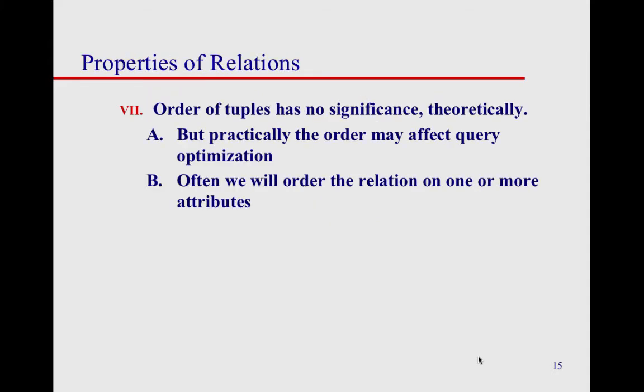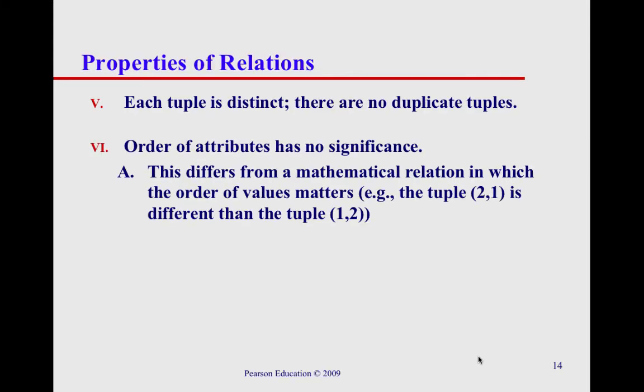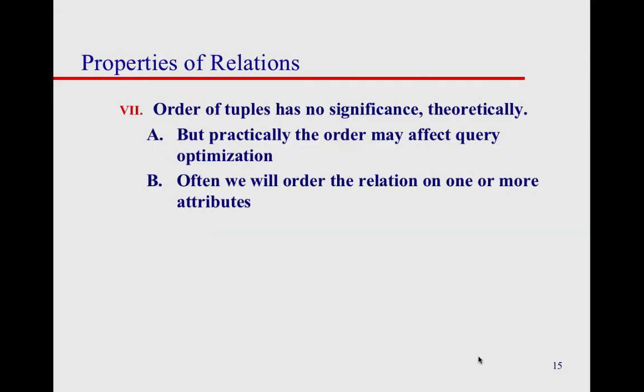Okay, so then we have the final one, which is just like the order of the attributes has no significance. So we don't care how the columns are arranged. We also don't care how the rows are arranged. So 6 says we don't care about columns. 7 says we don't care about the order of rows.